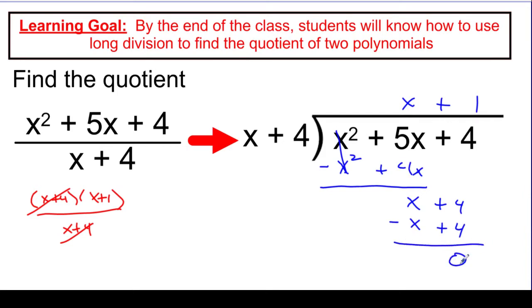No remainder. Everything cancels. So if you notice, the same x plus 1 that I got using factoring and canceling, I also got using polynomial long division. Okay, so that's a very quick, simple example of you're allowed to use either method and it will work.